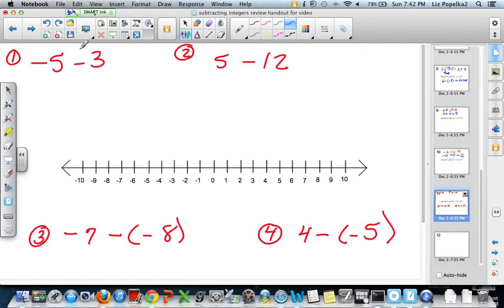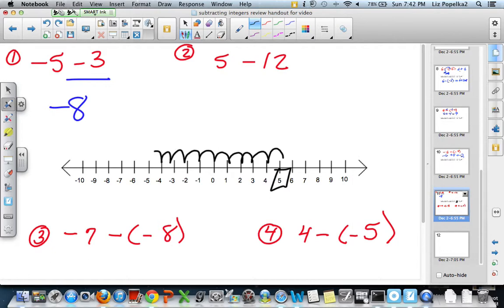I'm going to use the number line and the integer rules as I work these for you. So first of all, negative 5 minus 3. If I start here at negative 5, minus 3 means I'm going to go in the negative direction. 1, 2, 3. Because remember, subtraction and negative really means the same thing. So this is going to be a negative 8. Number 2, 5 minus 12. So I'm starting over here at a positive 5. Then I'm going back 12. So 1, 2, 3, 4, 5, 6, 7, 8, 9, 10, 11, 12. It's going to leave me at a negative 7.